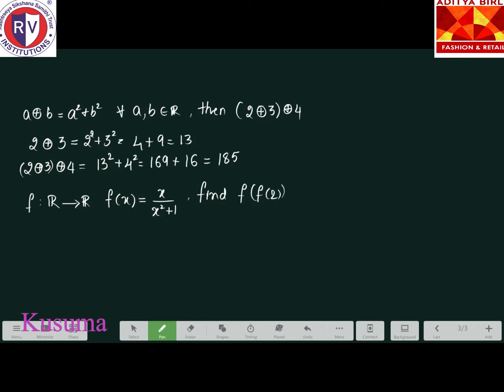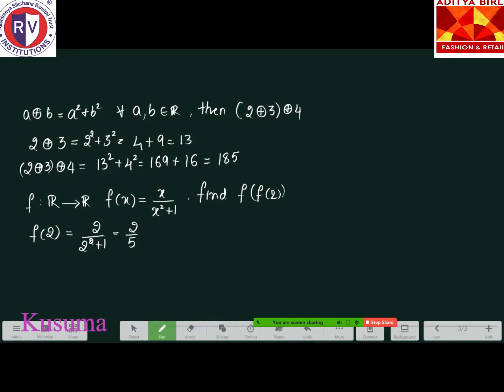Okay, so what we have to find out here is, first, f of 2, and then for the value of f of 2, once again we have to apply the given function. Let us find f of 2 first. F of 2 is equal to, put wherever there is x, the value 2. 2 by 2 square plus 1, that is 2 by 5, right? This is the value of f of 2.